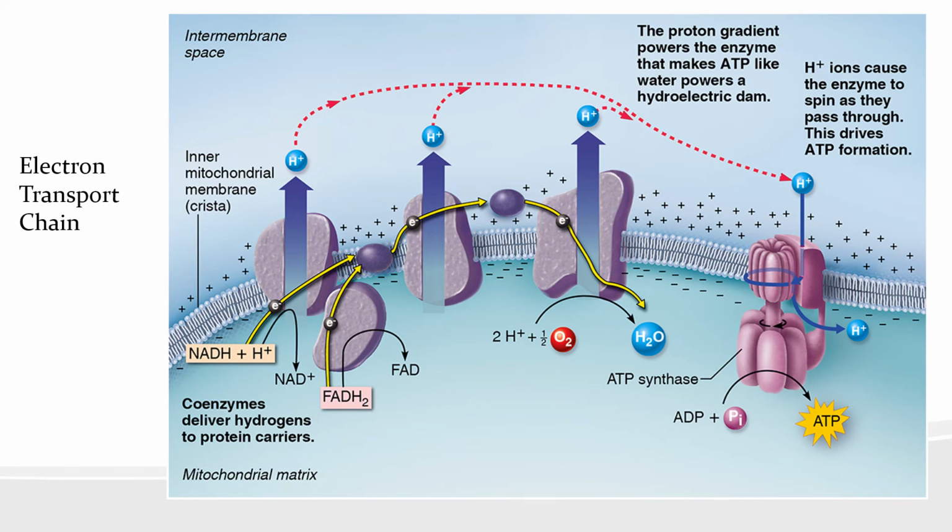The electrons fall down an energy hill, going from each carrier to a carrier of lower energy, like moving water powering a hydroelectric dam. The movement of electrons downhill through the carriers of the electron transport chain powers proton pumps that form a hydrogen ion gradient. Then, as these ions travel down their concentration gradient and through an ATP synthase enzyme, a phosphate is added to ADP to form ATP. Ultimately, free oxygen is reduced.